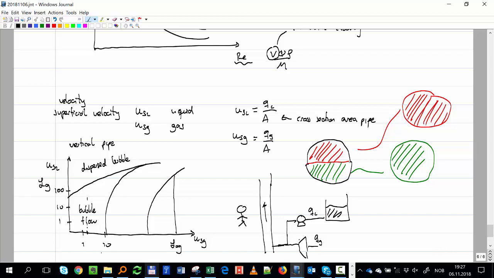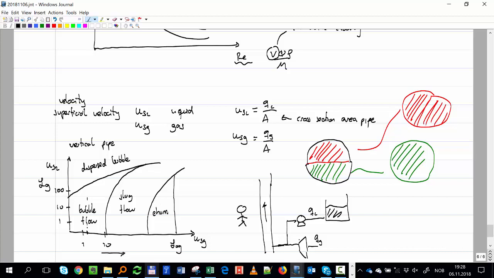Now, what happens if I increase the velocity of the gas? I want the gas to go quicker. The gas starts to occupy a bigger space in the pipe, and we end up with slug flow, where we have intermittent flow of liquid and gas. If we continue increasing the gas, that gas is going to connect some slugs. It's not going to go alone by itself, but it's going to start to connect some slugs on the pipe. And here we have churn flow.